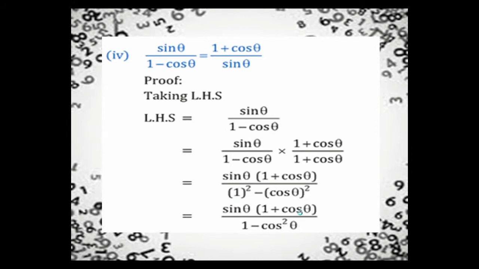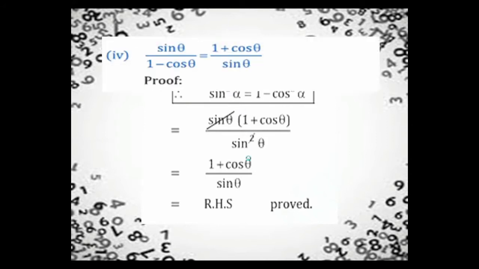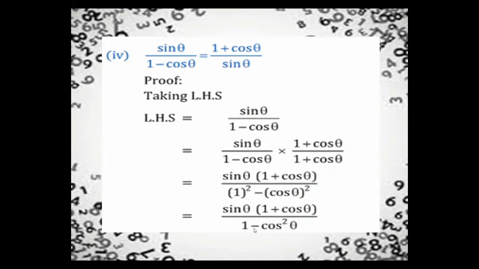Now, as we know that sine square theta plus cos square theta is equal to 1, so with respect to sine square theta, it becomes 1 minus cos square theta. Means 1 minus cos square theta is sine square theta. And see, here is 1 minus cos square theta, and we know that 1 minus cos square theta is equal to sine square theta. So we put the value of 1 minus cos square theta here.